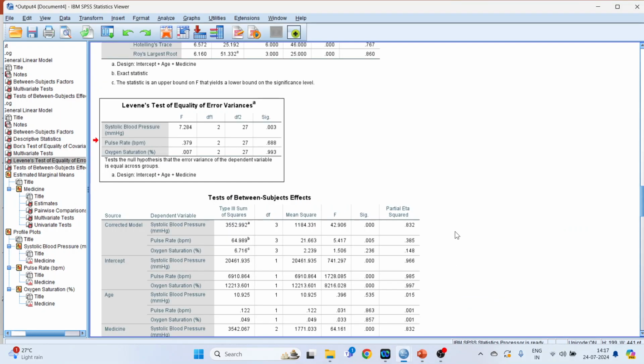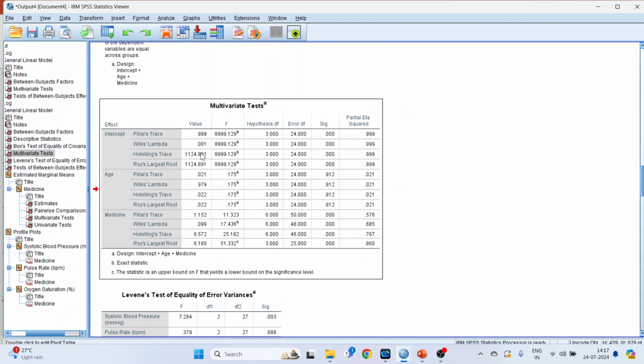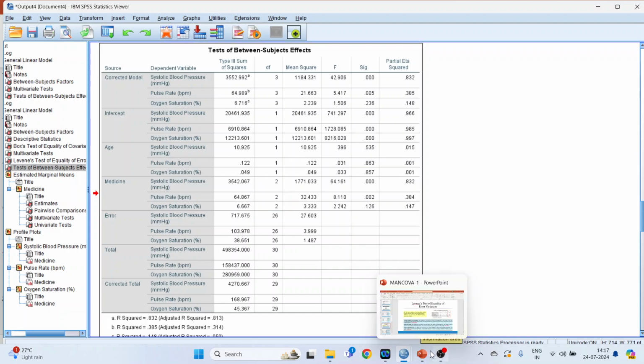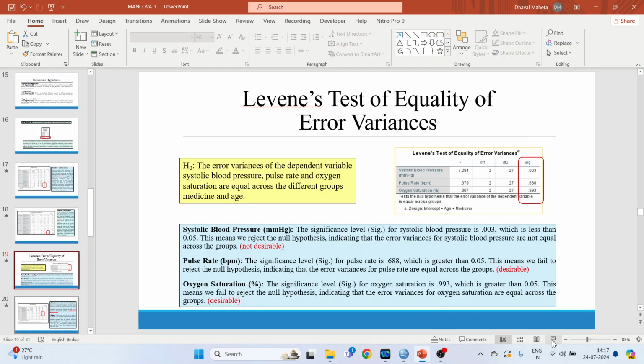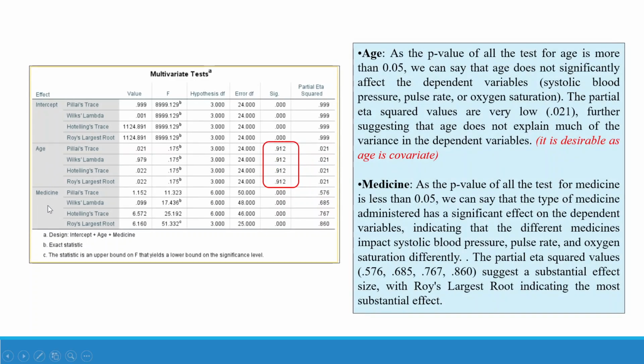The next table is of multivariate test, and the next is test of between subjects effects. So I will copy this on the slide and let's do the interpretation of this. So we'll start with the multivariate test, age and medicine. First, we start for age.